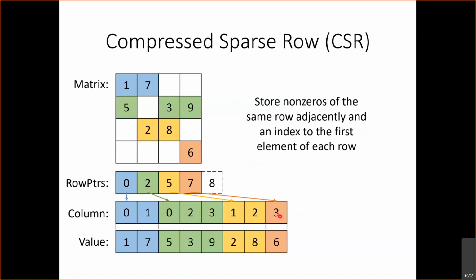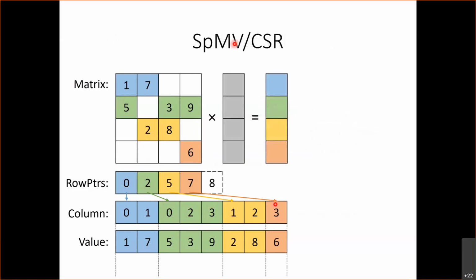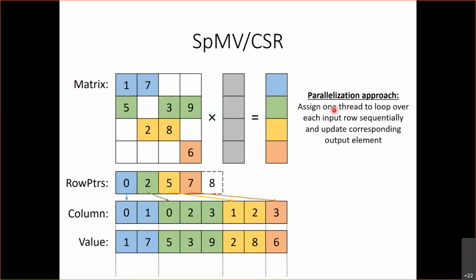So now let's say that we wanted to use this format to implement SPMV. How would we implement SPMV with this format? One thread per row? Right, exactly. We can have one thread for every output element that loops through the row corresponding to the output element and does the computation. So we're going to assign one thread to loop over each input row sequentially and update the corresponding output element. All right. Now, this looks like this. We have a thread for each that starts at the first non-zero of each row.